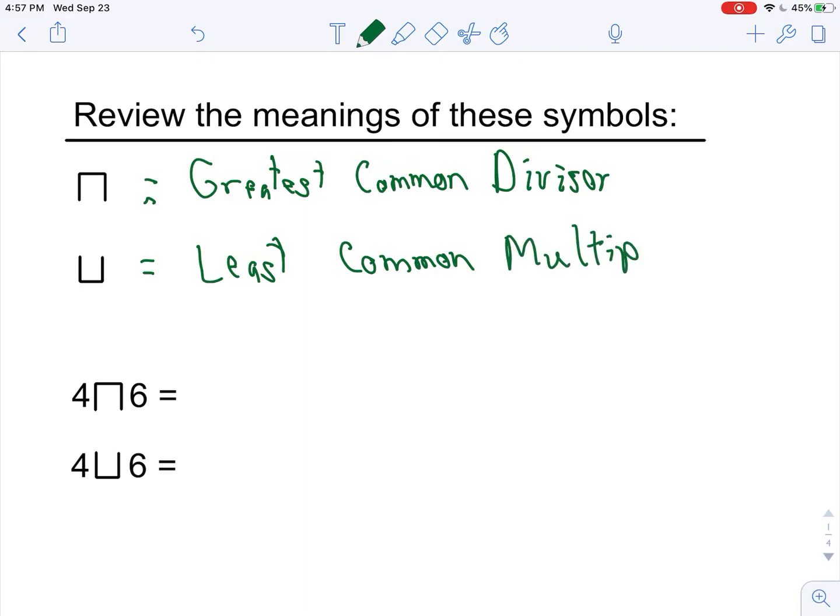So, in that context, this is a nice little shorthand way of asking what's the greatest common divisor of 4 and 6. And of course, we could list out the factors of 4, factors of 6. It's obviously going to be 2. And this is asking for the least common multiple of 4 and 6. Again, if you list them, 4, 8, 12, 16, and then list the multiples of 6, 6, 12, 18. The first one in common, of course, is going to be 12.